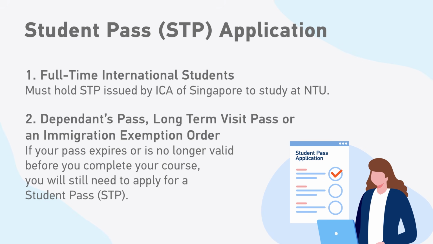If you currently hold a dependent pass, long-term visit pass, or an immigration exemption order, you may continue with that status. However, if your pass expires or is canceled before you complete your course, you must obtain a student's pass in order to continue your studies.